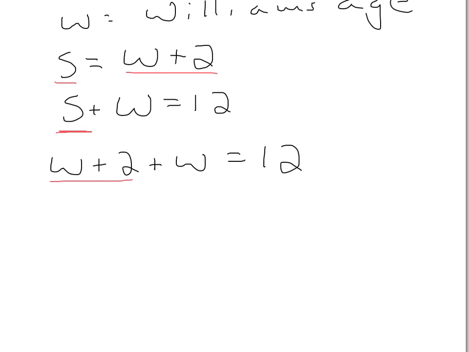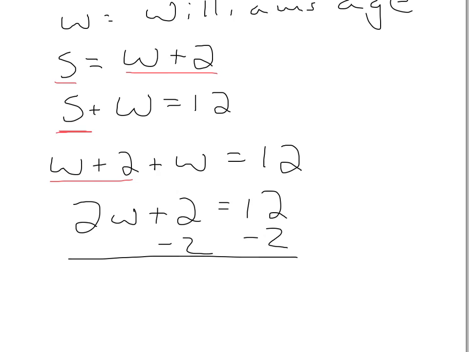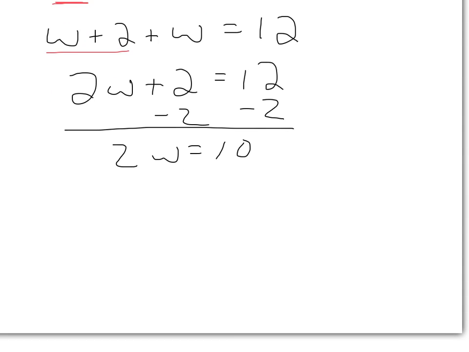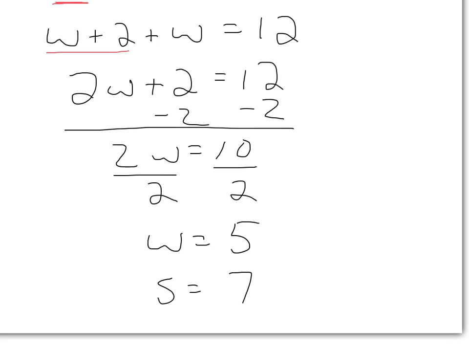I'll combine like terms. W plus W is 2W. And then I'm going to subtract 2 from each side. So 2W equals 10. Divide each side by 2. That means William's age is 5. Sarah is 2 years older than William, so Sarah is 7 years old.